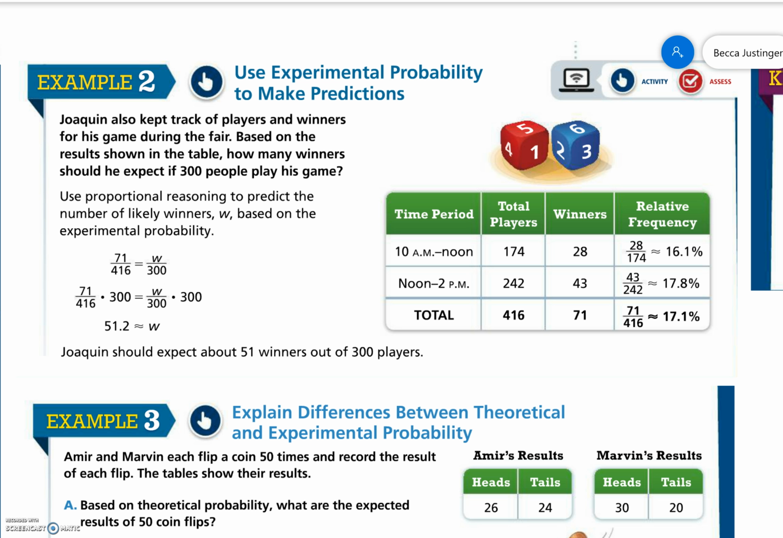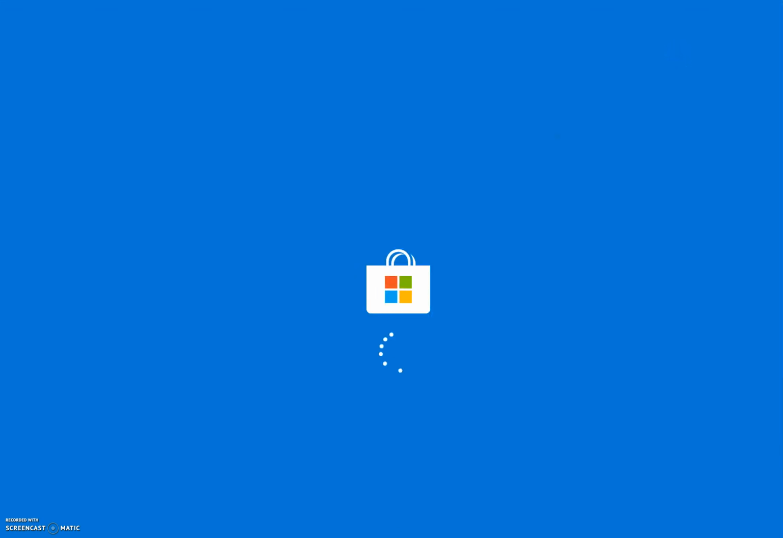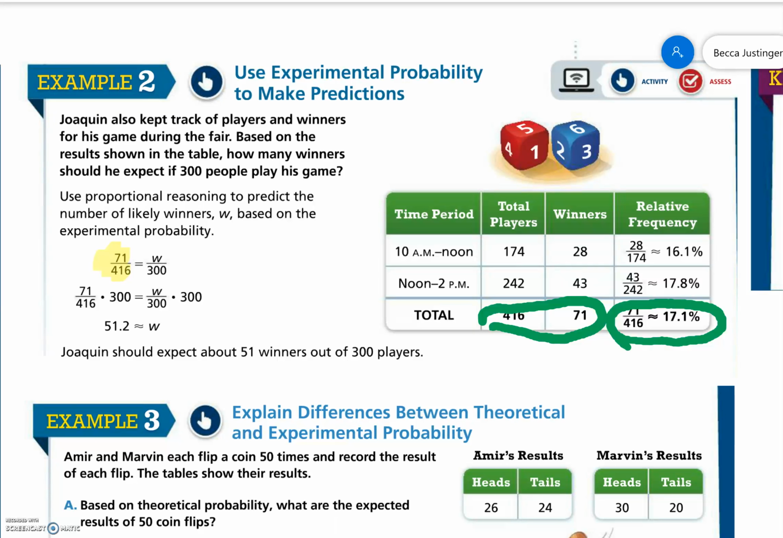So out of 416 total people, 71 won. So we can make this a fraction and a decimal. Made it into a fraction over here and tried to set up a proportion to find out, based off of this probability, how many people would win out of 300. So then we can cross multiply, and we're going to have to do 71 times 300 to give us 21,300.